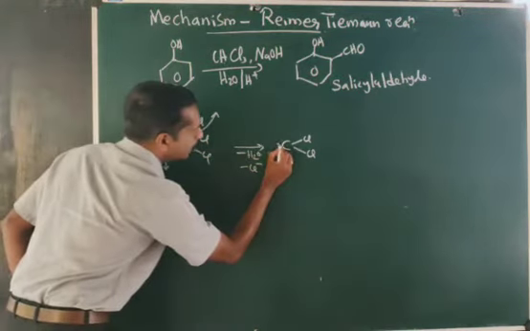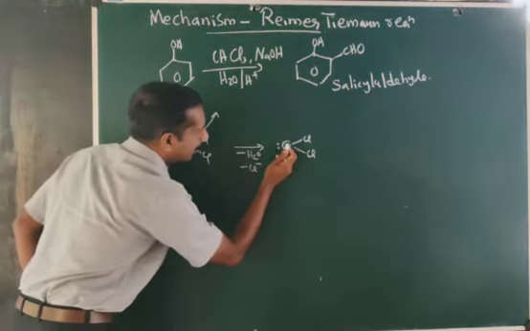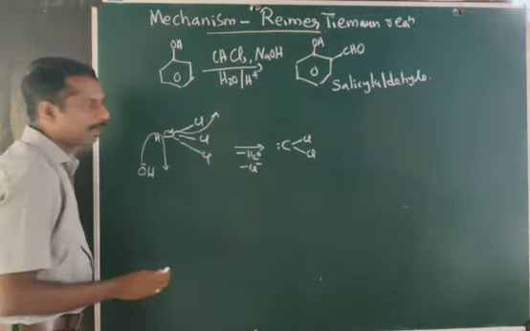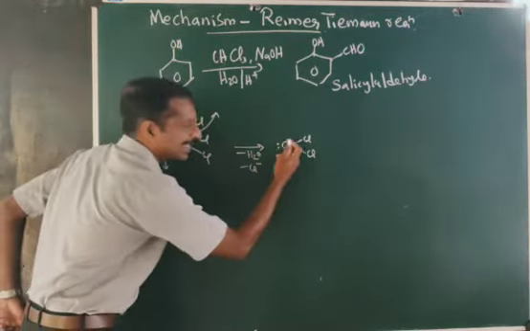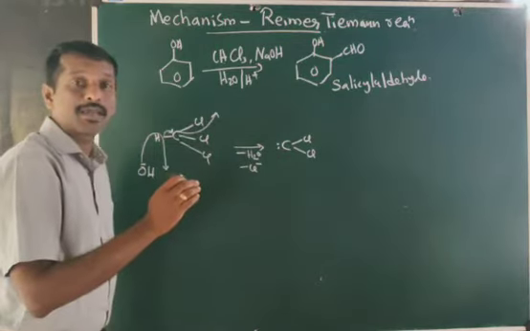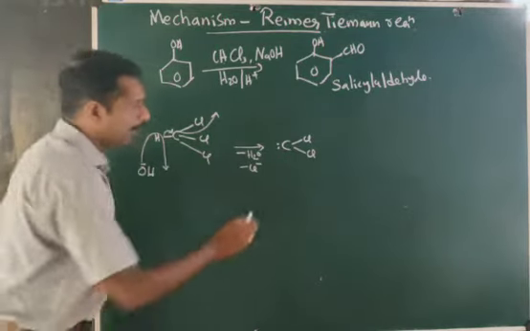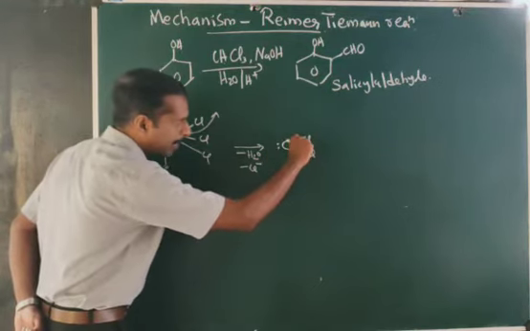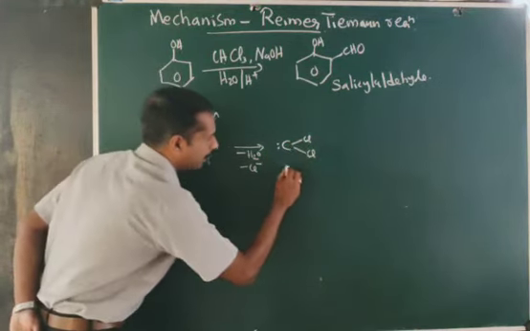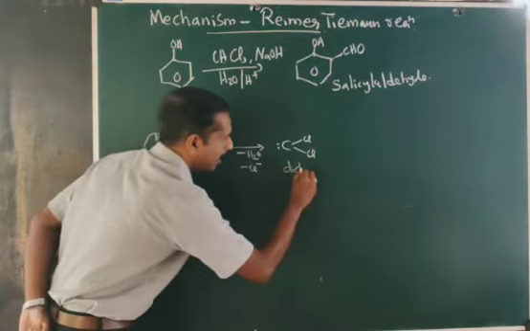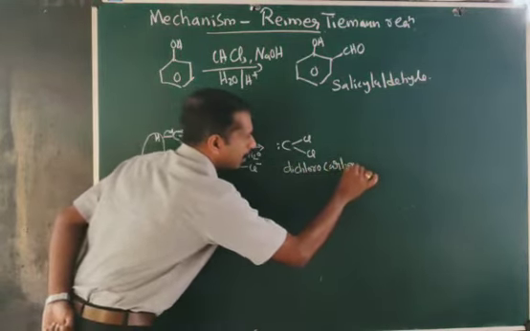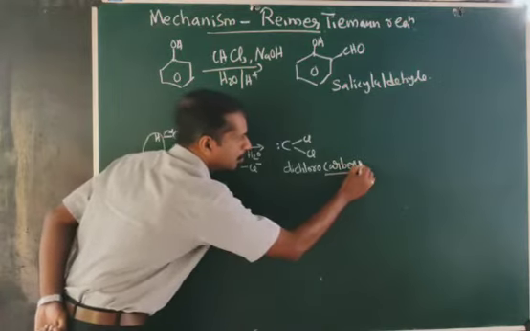Now look at this species. This may be new to you. You can see carbon with a lone pair of electrons. This is what is known as carbene. And what is the specific name of this carbene? There are two chlorine atoms, so it is known as dichlorocarbene.